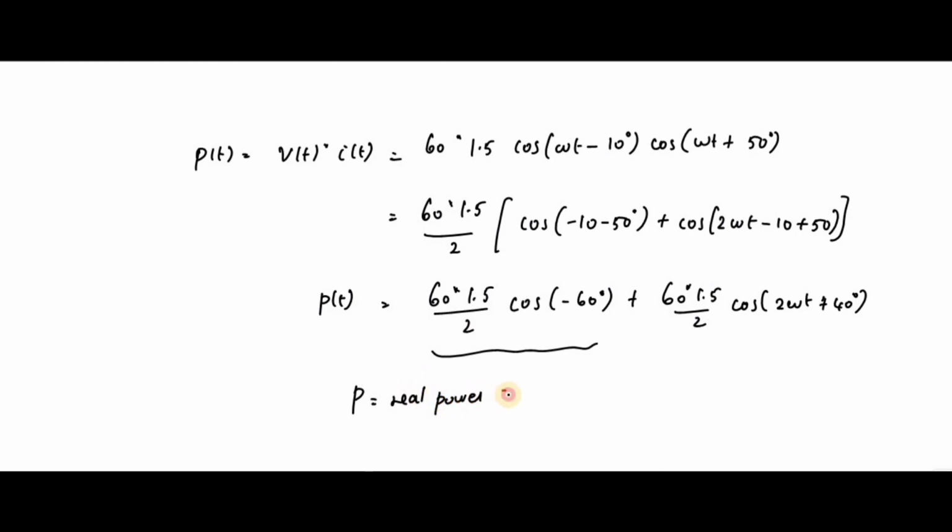We know that this is nothing but the real power. So real power is equal to 30 into 1.5, which is 45, cos of minus 60 degree. This is nothing but 22.5.